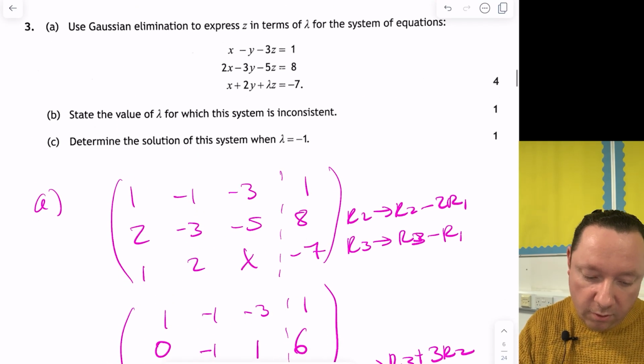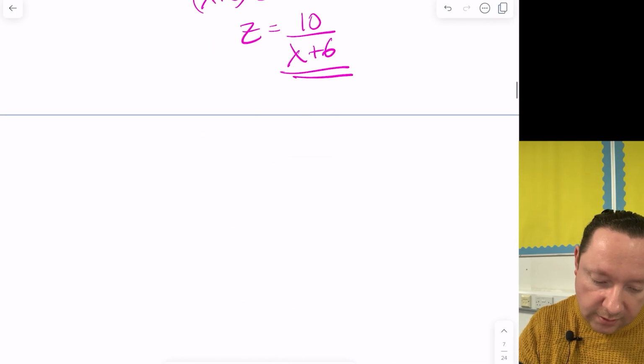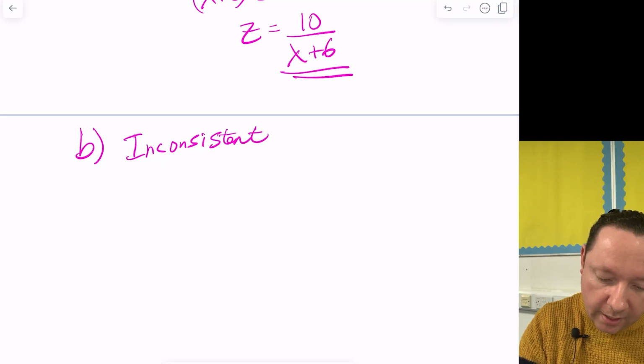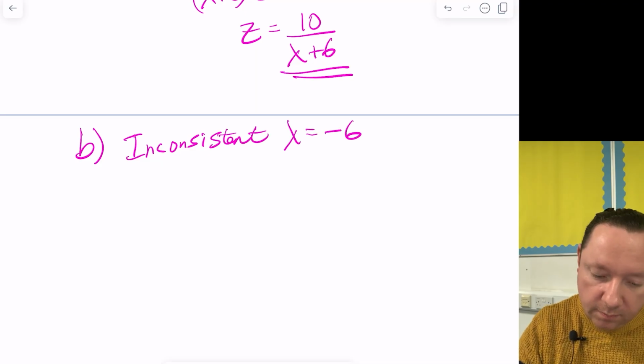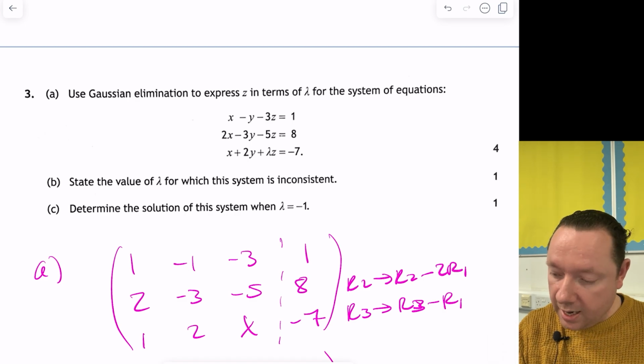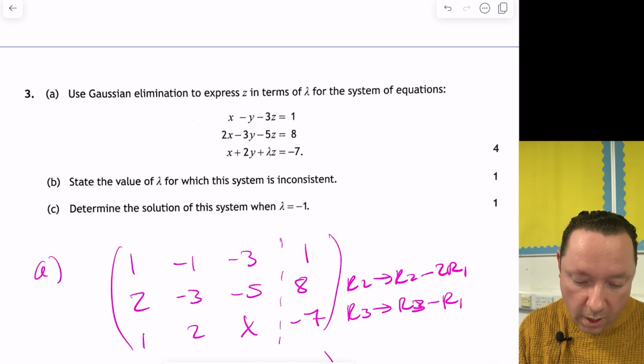Part B, state the value of lambda for which the system's inconsistent. Inconsistent. No work required for this when lambda equals negative 6, because you can't divide by 0. Determine the solution of this system when lambda is negative 1.